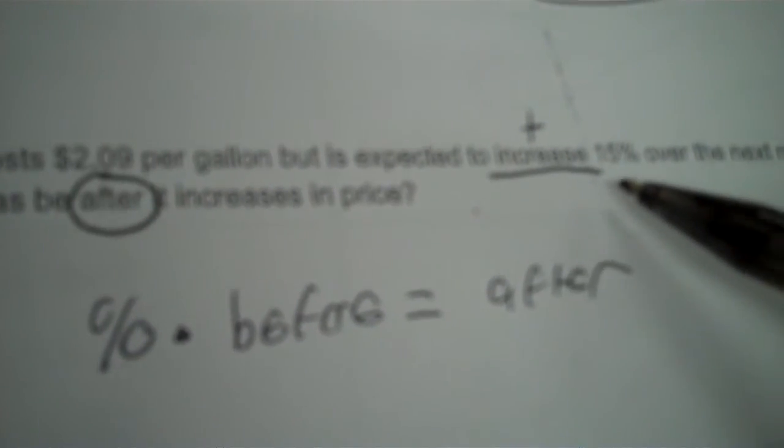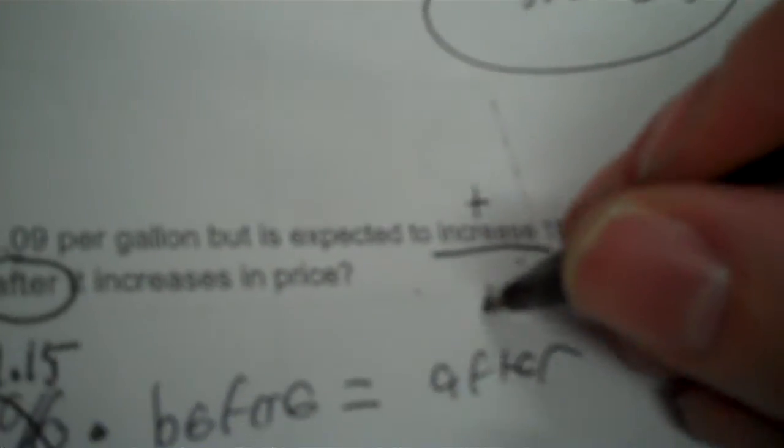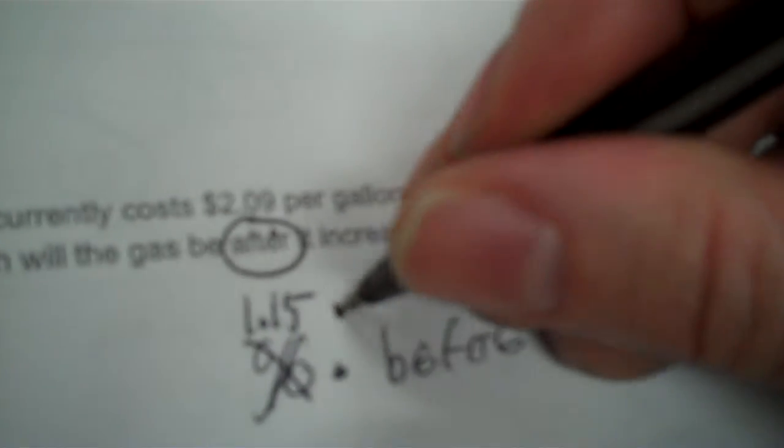So the percent we need to increase by is 15. So I take 100% and I add 15%. So that's 115%. Now you need to make that into a decimal to put into the equation, okay? Because you're not putting it over 100, you make it a decimal. 1.15. Okay, now we're finding the after. The after is the x. And then before is $2.09.